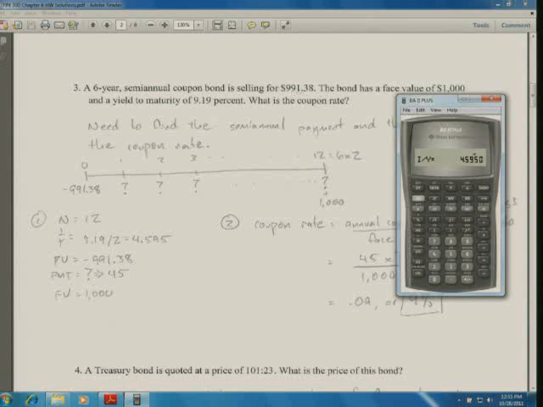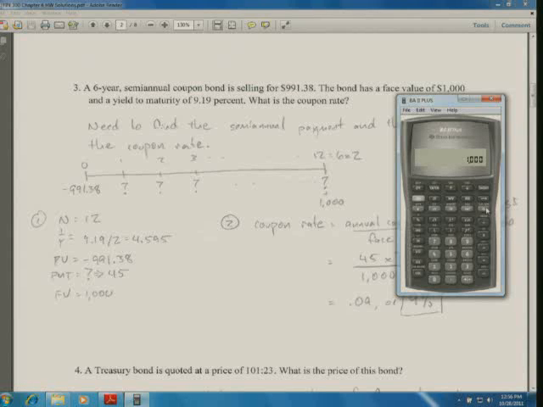Present value, I know. It gave that to me in the problem. And be careful, the perspective I'm picking again is me. If I were to purchase this bond, I'd have to pay $991.38. That's a cash outflow for me. I want to make that negative and store that as my present value. Payment is what I'm going to be looking for. I want to know that semi-annual coupon payment. Future value is $1,000, and that's going to be positive.